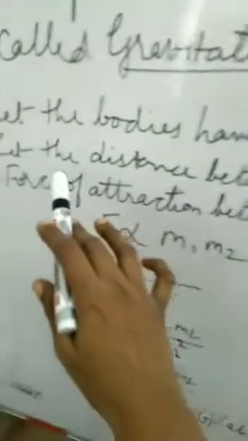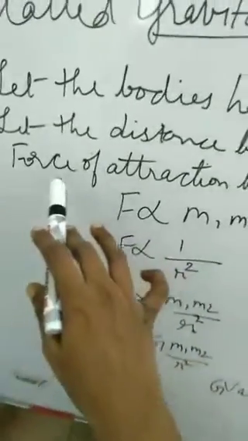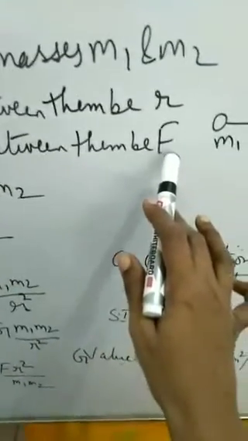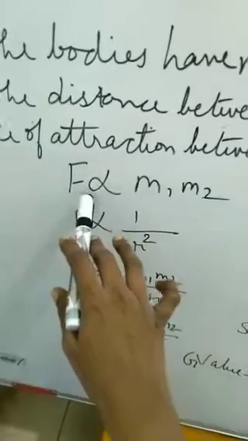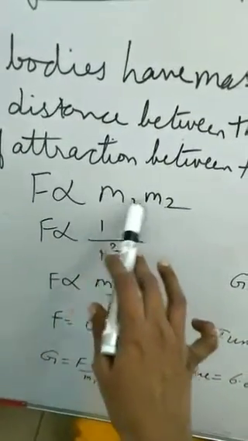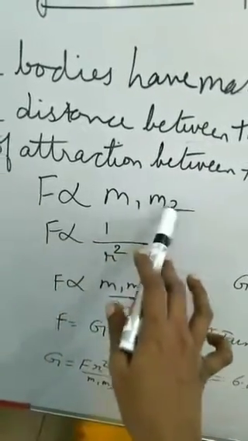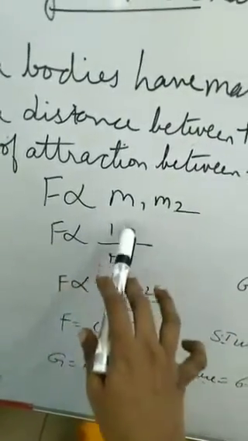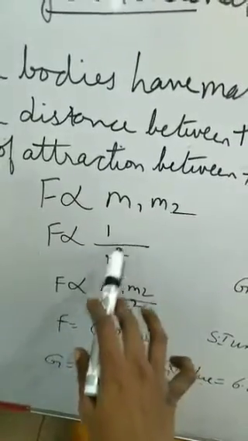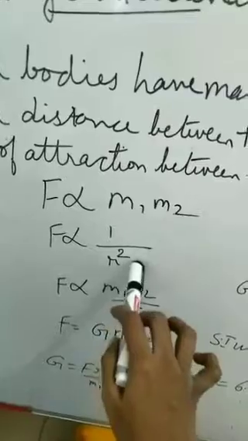Let the bodies have masses m1 and m2, and let the distance between the two bodies be r. So the force of attraction between them is given by F. It is directly proportional to the product of their masses, so F is directly proportional to m1 into m2. F is inversely proportional to the square of the distance between them, so F is inversely proportional to 1 by r square.